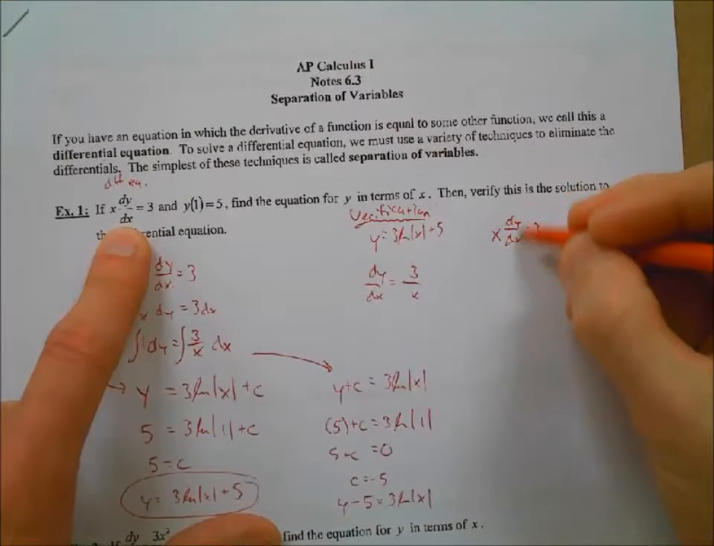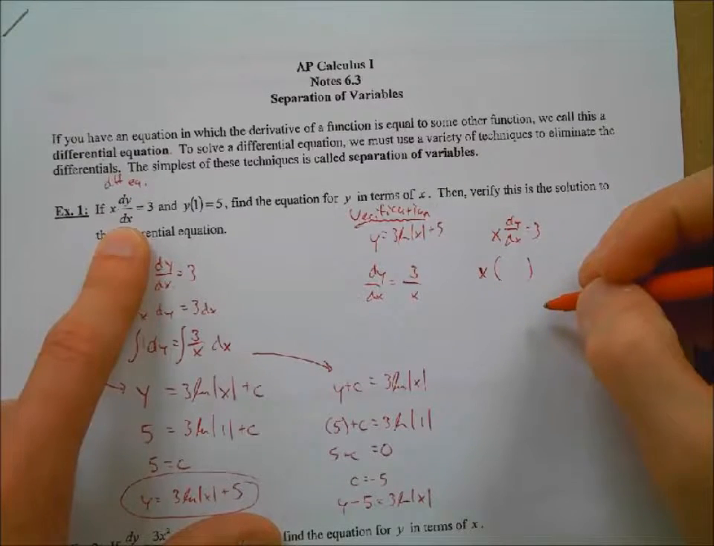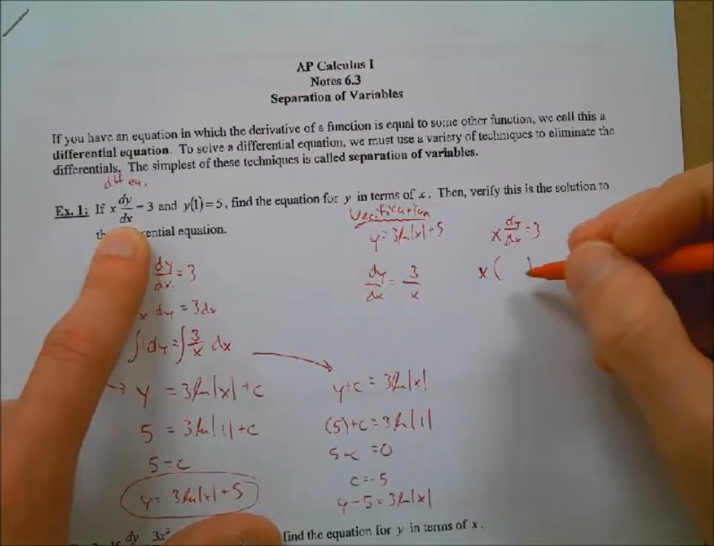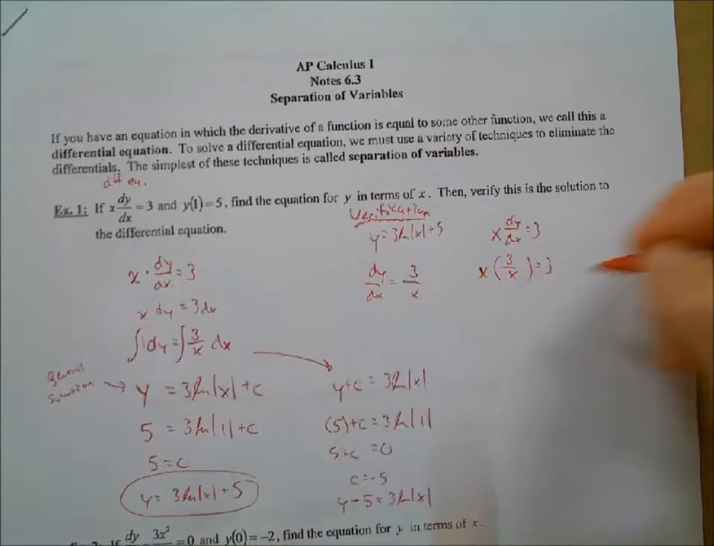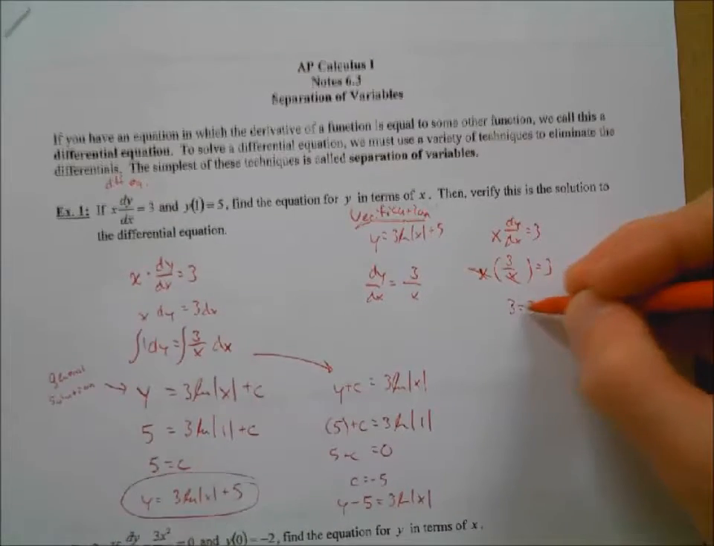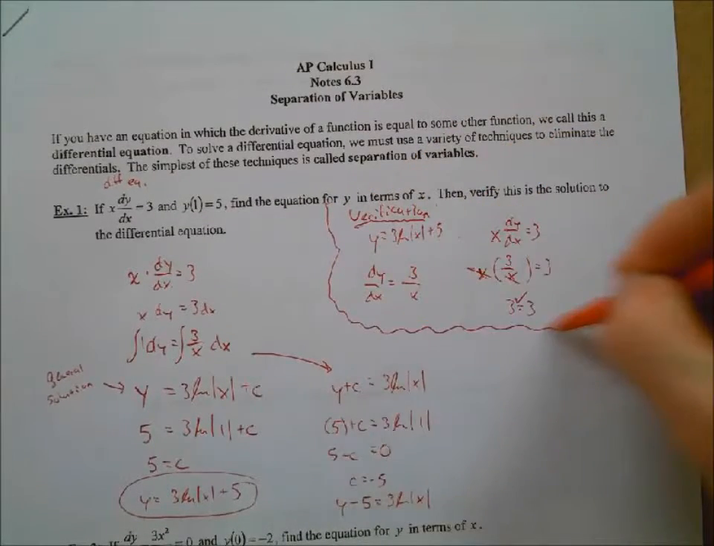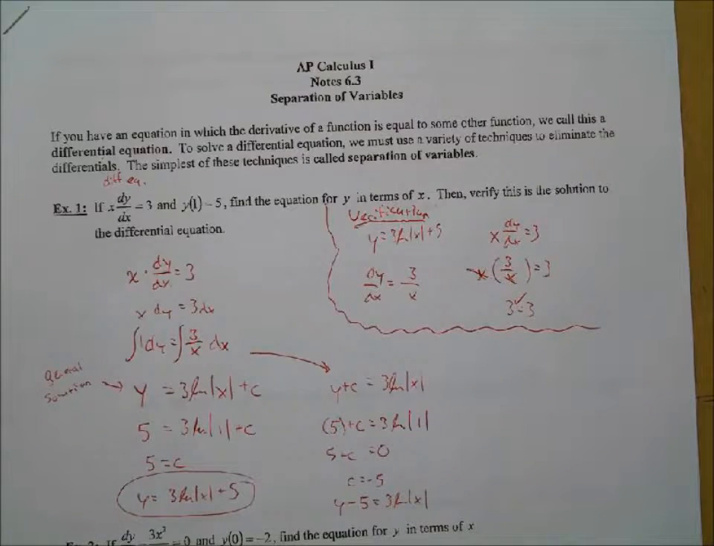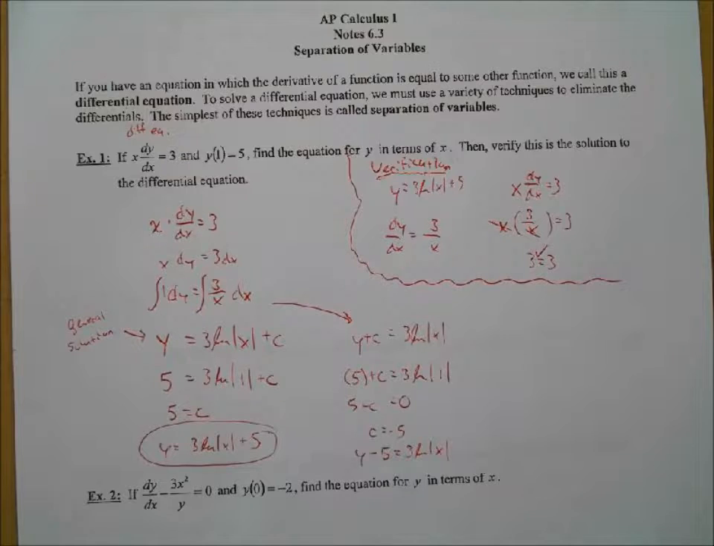Instead of the dy dx, we'll replace that with what? What is dy dx in this problem? We just found it, right? 3 over x. Okay. x times 3 over x. Those x's are going to cancel. And we get 3 equals 3. Hooray! We verified it. Check. Okay, so that's the idea. That is a differential equation. Not too shabby, right? All right, let's try the next one.